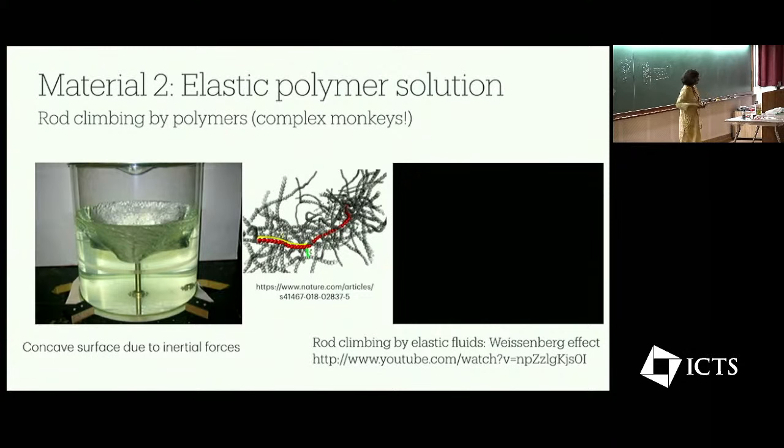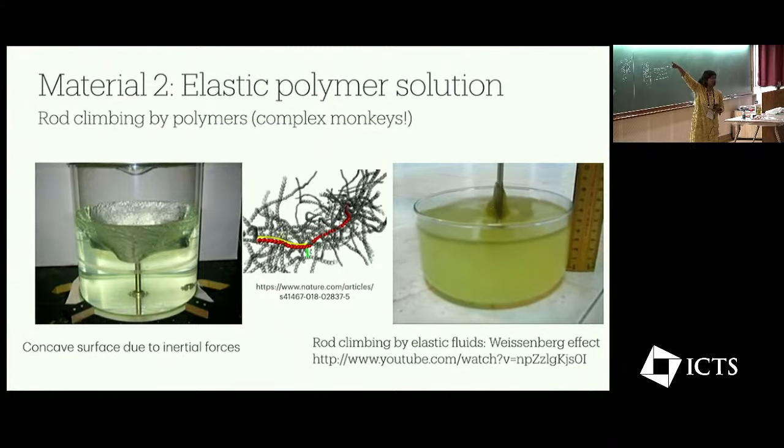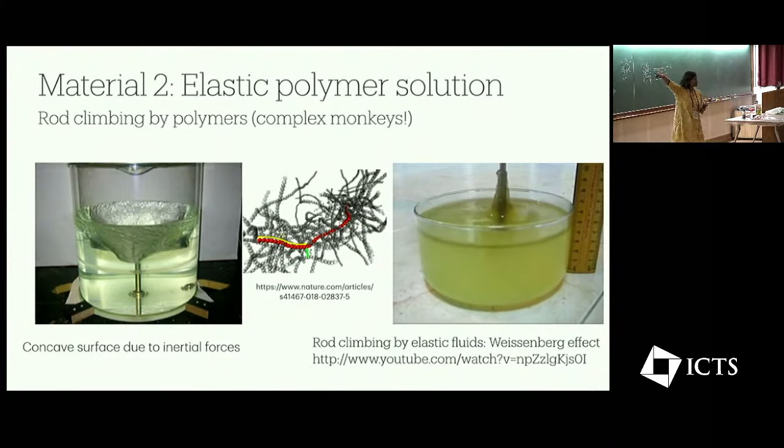Then you just do the same experiment. Instead of stirring water, you stir an elastic polymer solution. It's called the Weissenberg effect. This is some polymer solution with some cross-linker, so it's rather elastic. You're doing the same experiment, but look, it's going up, not down. I don't think I have a lot of time to explain it. If you're interested, I'll tell you why that happens.